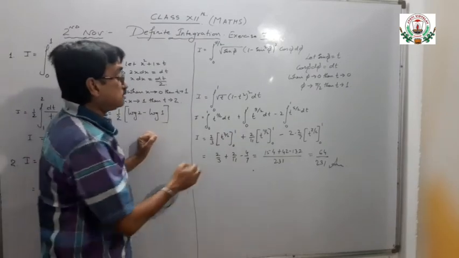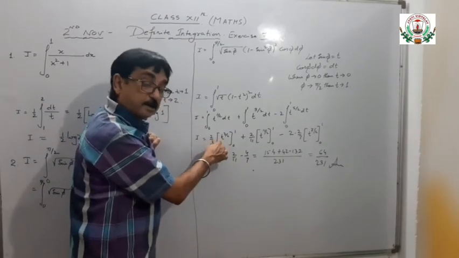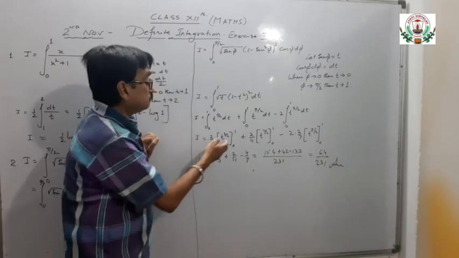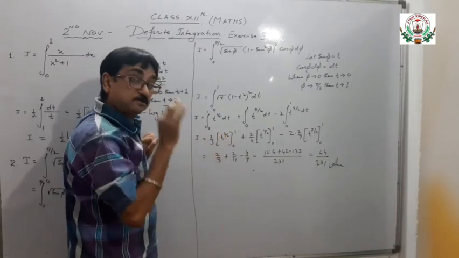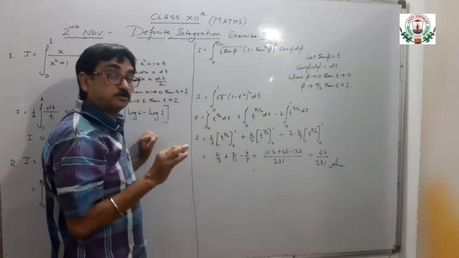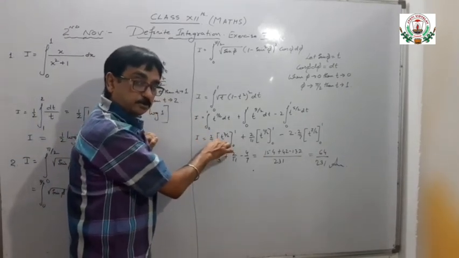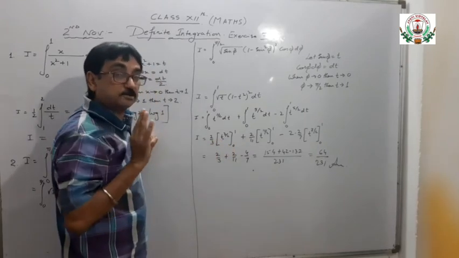Okay, this constant value that comes in the denominator, 3 by 2, we can take the coefficient outside the limits. Only the thing is that we have to substitute the upper limit and lower limit in the variable part only, not in the coefficients, not in the constants.